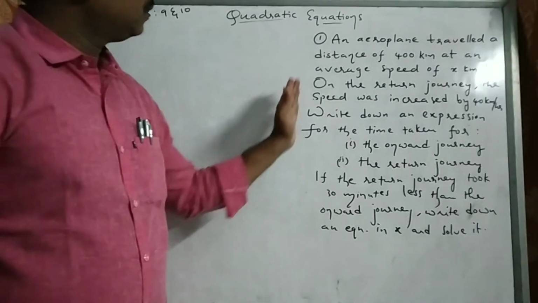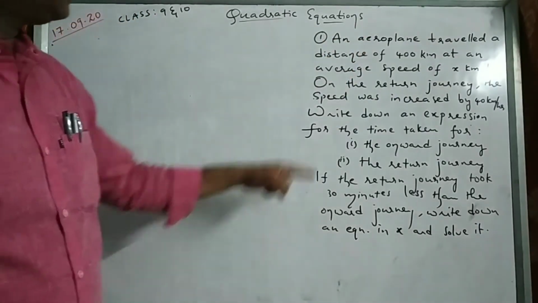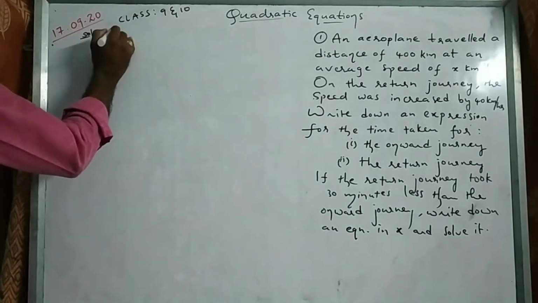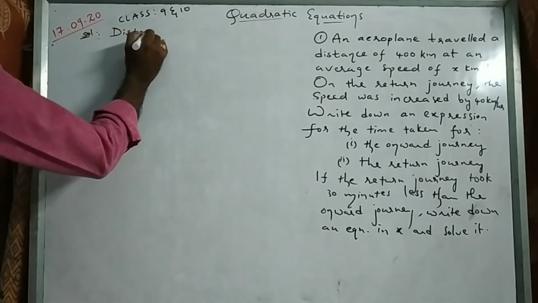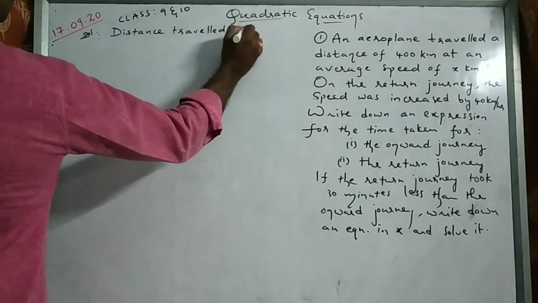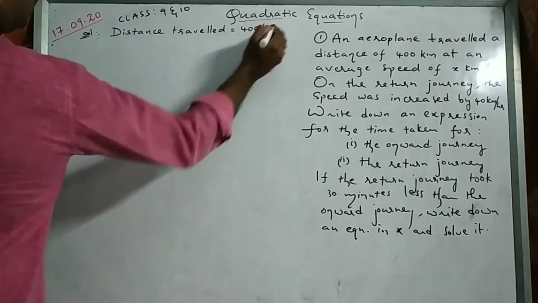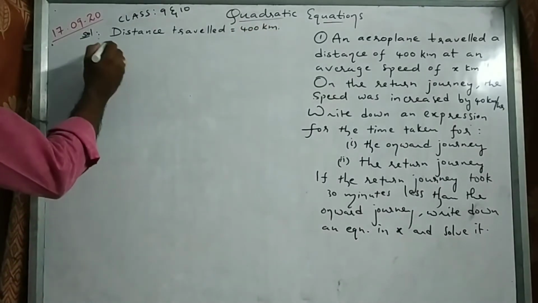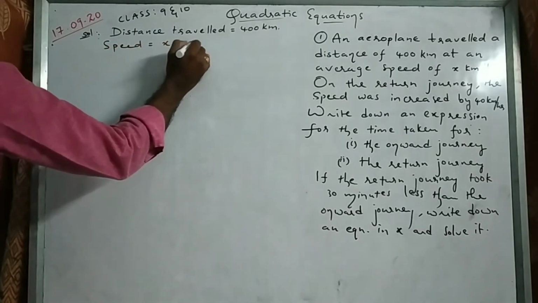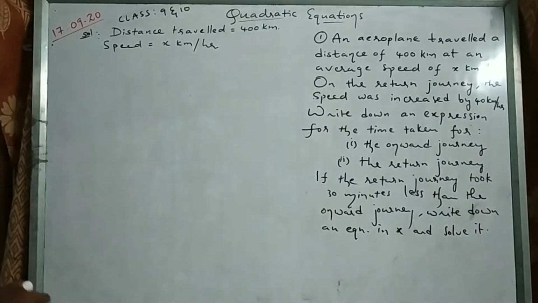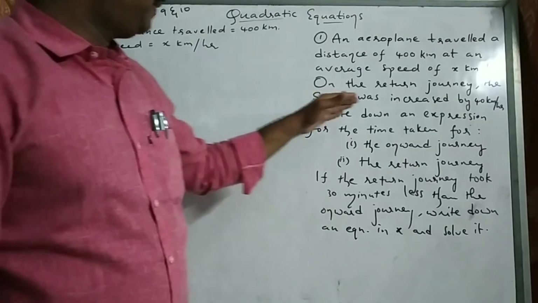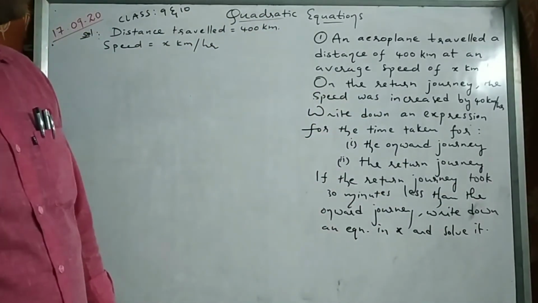Look at this question. An aeroplane travelled a distance of 400 kilometers. So distance travelled is given: distance travelled equal to 400 kilometers. Speed is also given. What is the speed? x kilometer per hour. We should find the value of x. On the return journey, the speed was increased by 40 km per hour.